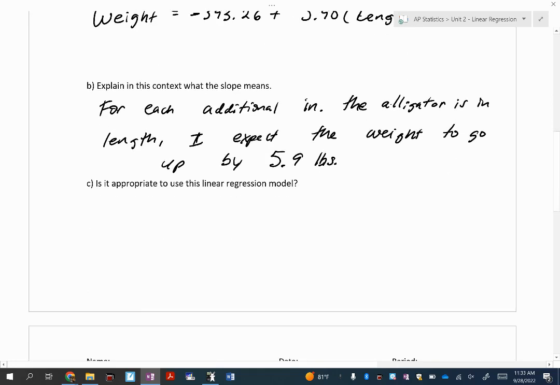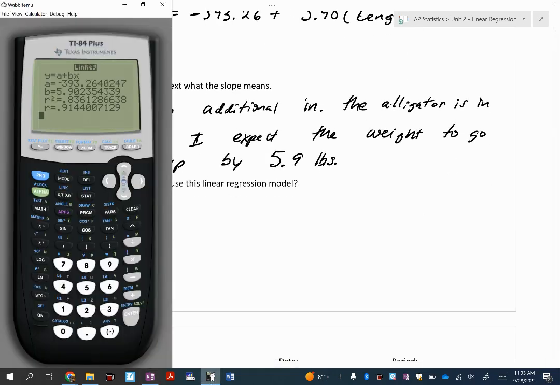Is it appropriate to use this linear regression model? A couple things here. If I go to my graph right now, I actually would think this looks strong, it looks positive. I'm not sure this is linear though. I see what looks like a little bit of a curve or a bend. We've run the regression, so let's check the residuals plot to see if that gives us more idea into what's going on here.